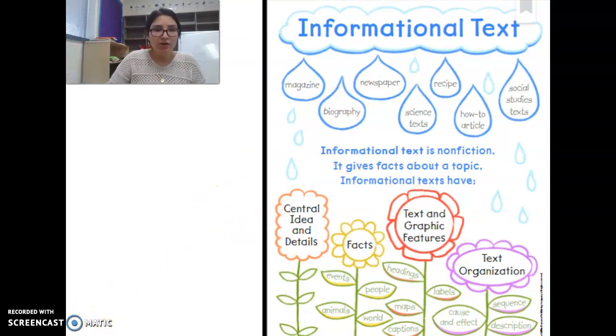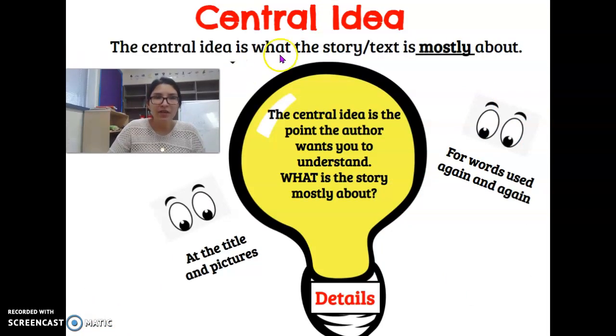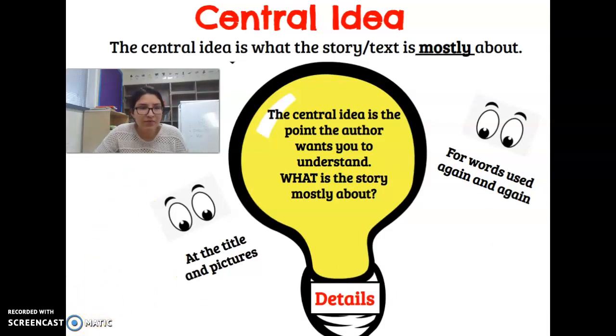Let's go ahead and go over central idea now. All right, central idea. The central idea is what the story or text is mostly about. So I have an example here in a minute, and we'll figure out the central idea and some details in just a moment. So the central idea is the point the author wants you, the reader, to understand, okay? So they want you to ask yourself this question. What is the story mostly about? How can you figure out what it is mostly about? Well, you can look at the title and pictures for clues, and you can look at the words that are used over and over again, okay? Those are details.